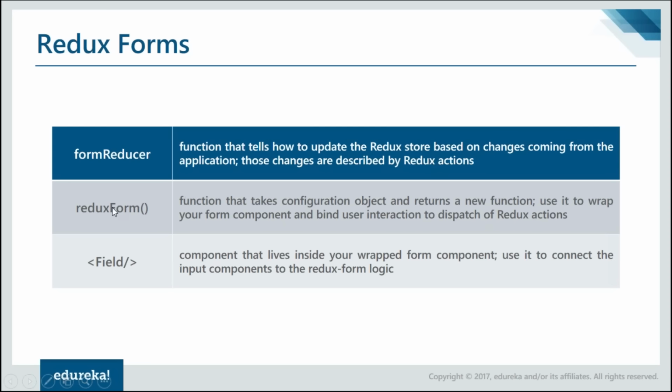The second thing which we require is the reduxForm method, or function. The reduxForm function takes a configuration object and returns a new function. We use it to wrap your form component and bind the user interaction to dispatch of Redux actions. As I mentioned earlier, the Redux store is immutable. Immutable means you cannot change the state directly, because data is flowing in a unidirectional fashion, that is from parent to child. But if you want to change the state of the Redux store, you have to call actions continuously. So the underlying statement is that you can only change the state of the Redux store by using actions.